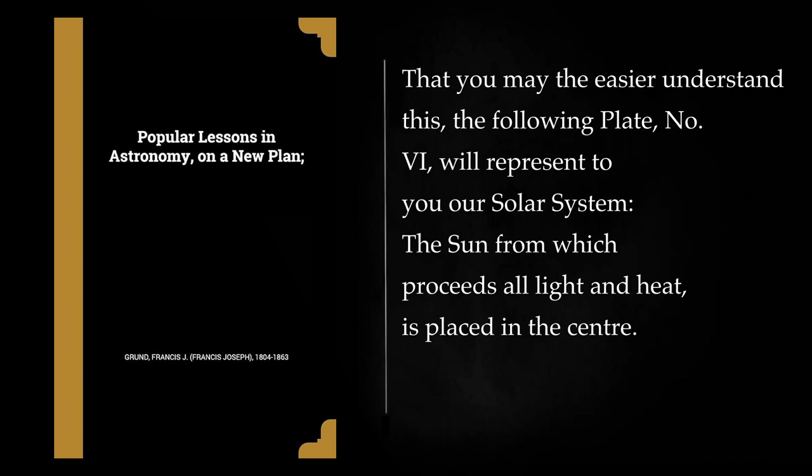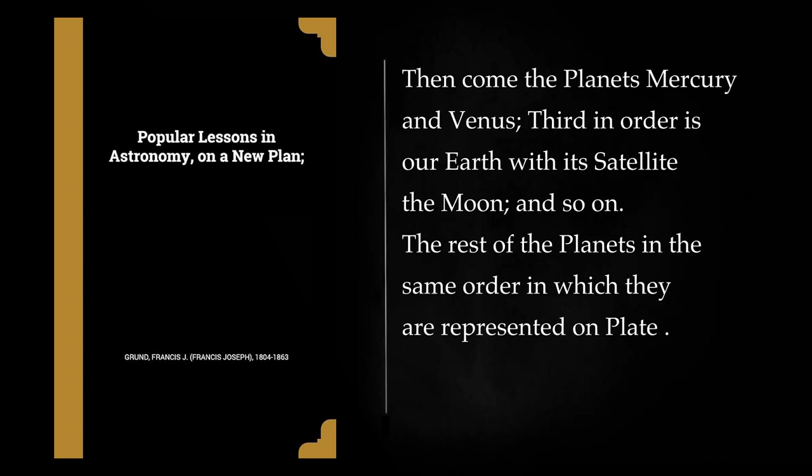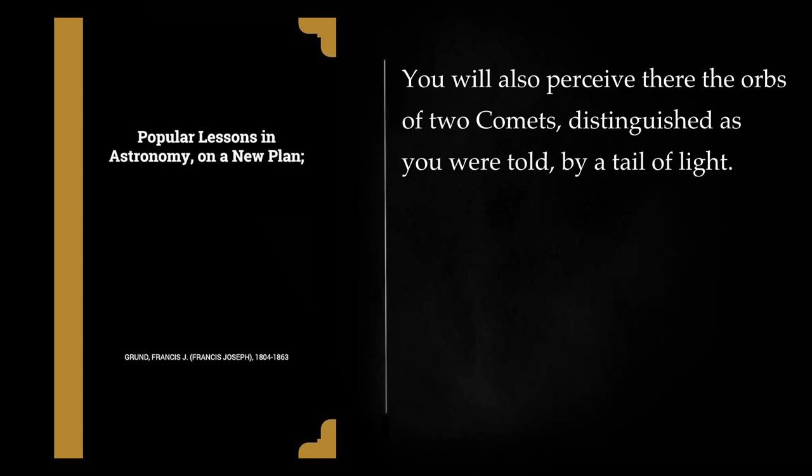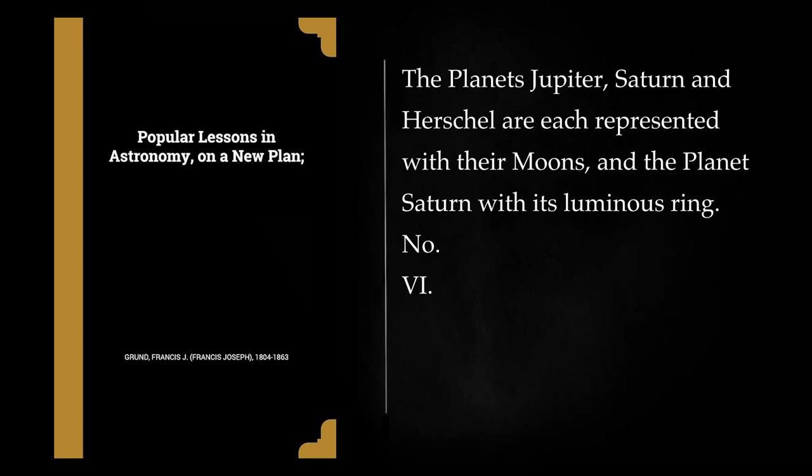That you may the easier understand this, the following plate, No. 6, will represent to you our solar system. The Sun, from which proceeds all light and heat, is placed in the center. Then come the planets Mercury and Venus, third in order is our Earth with its satellite the Moon, and so on, the rest of the planets in the same order in which they are represented on the plate. You will also perceive there the orbits of two comets, distinguished, as you were told, by a tail of light. The planets Jupiter, Saturn and Herschel are each represented with their moons, and the planet Saturn with its luminous ring.